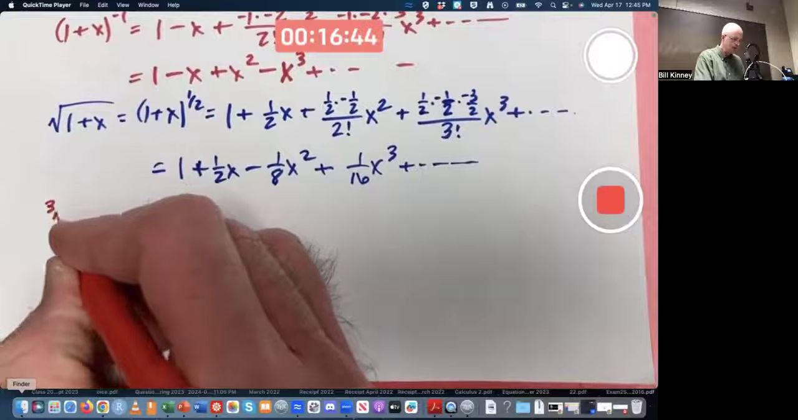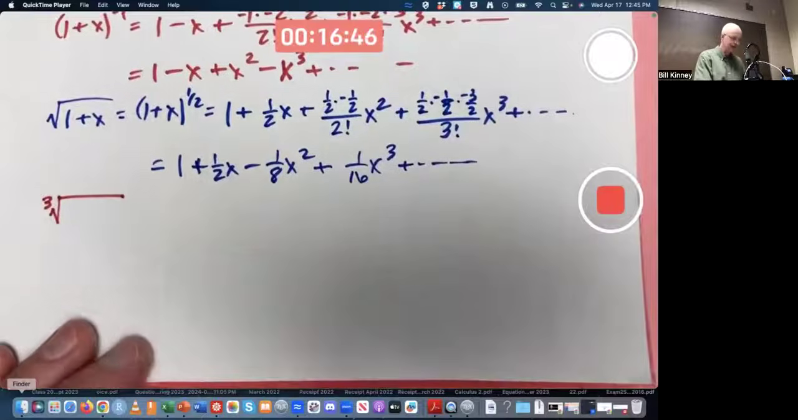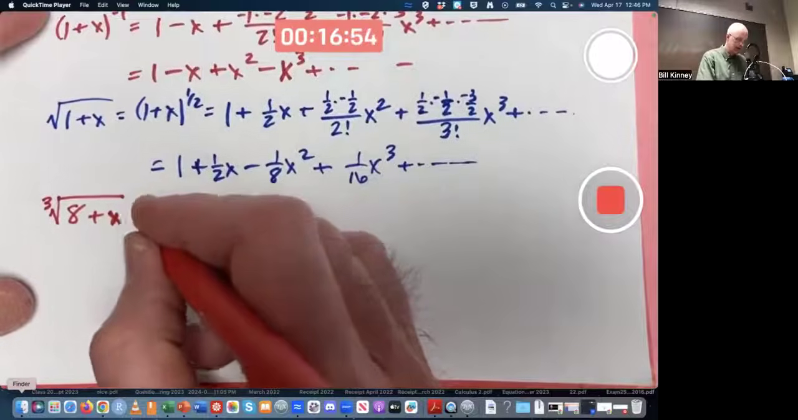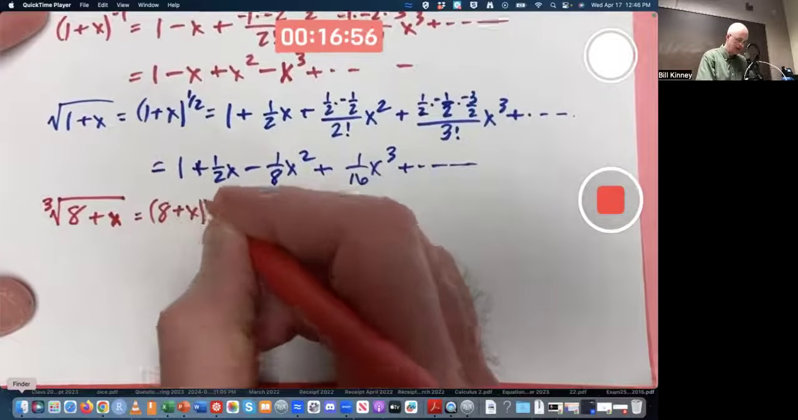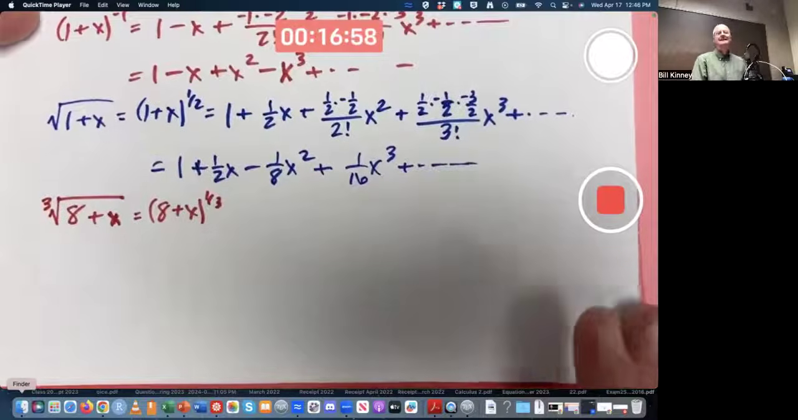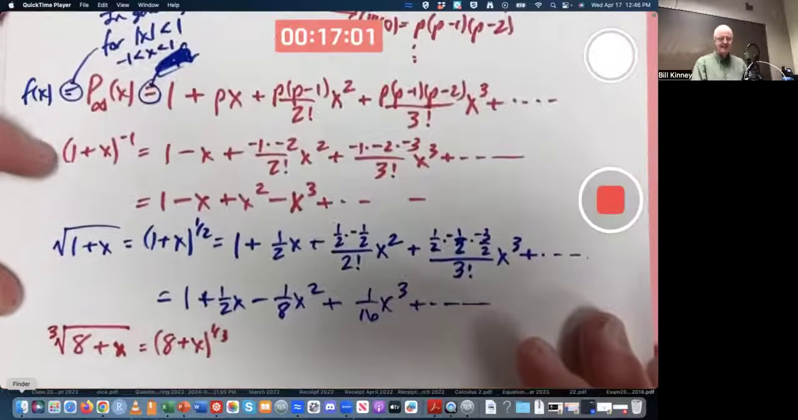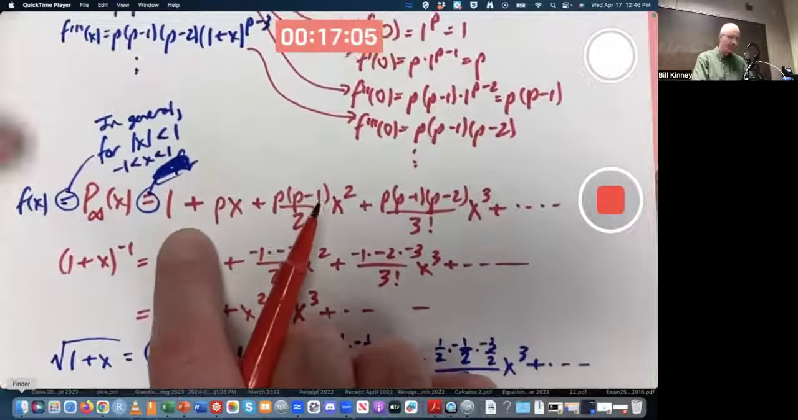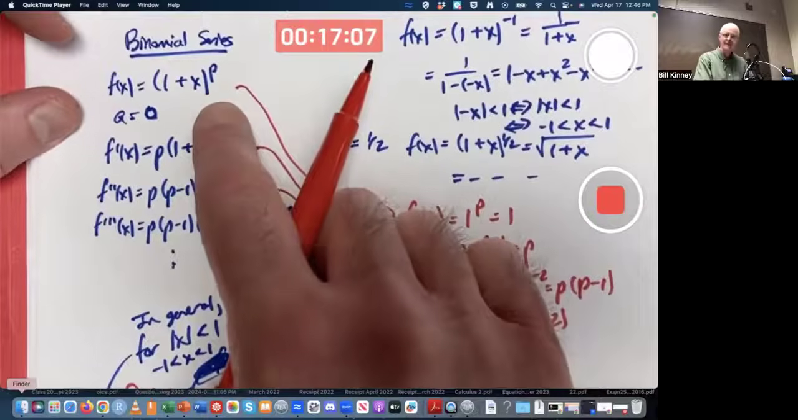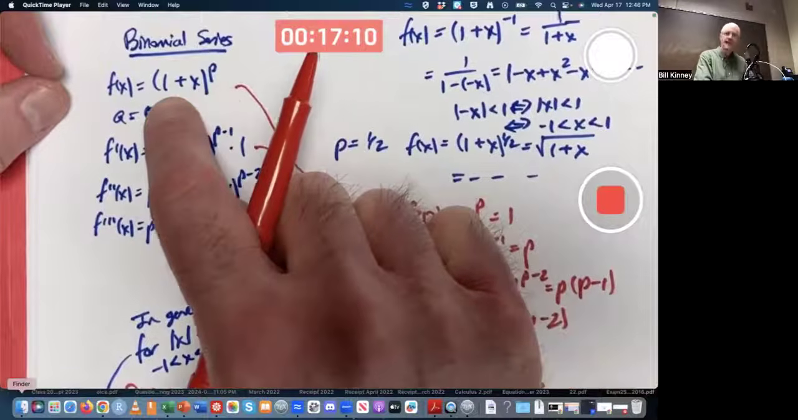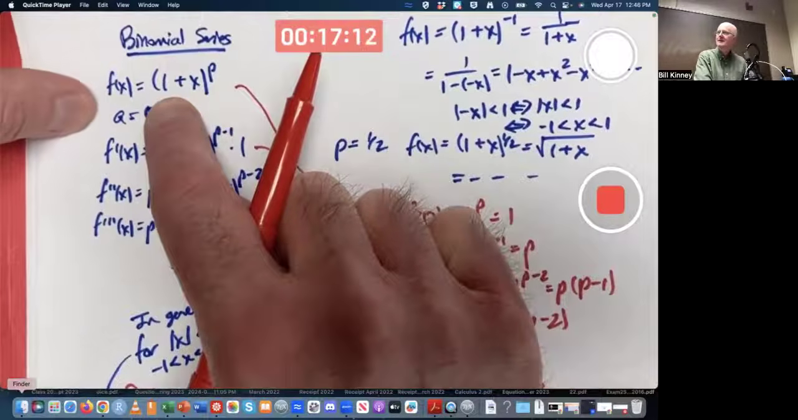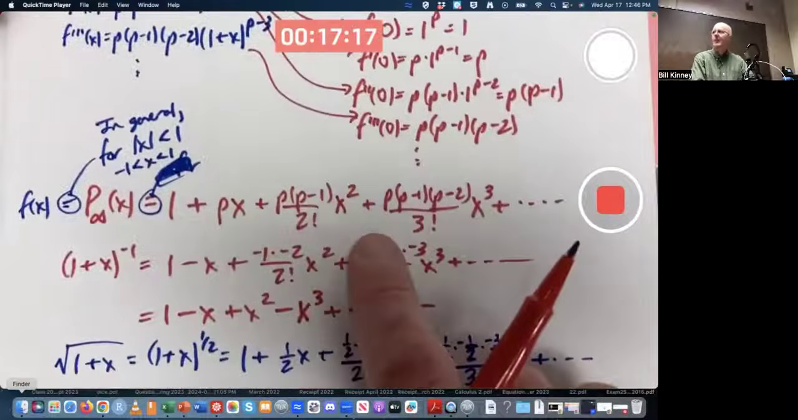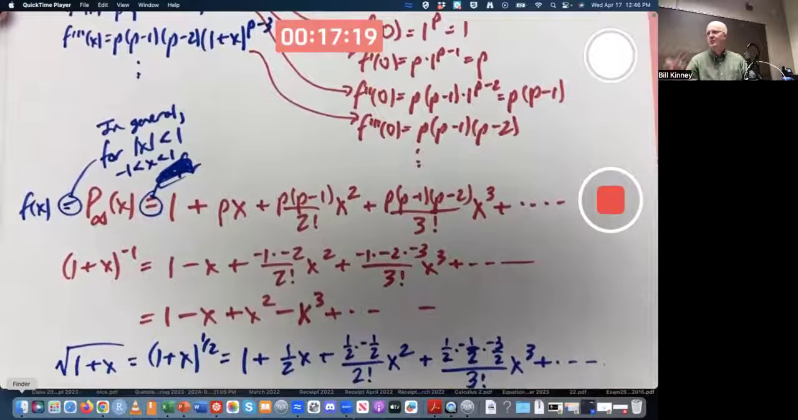Let's consider the cube root of not 1 plus x, but say 8 plus x. In other words, 8 plus x to the 1/3 power. Doesn't quite look like this up here. Why? Because I got an 8 instead of a 1. So to use this fact, I need to do a little bit of algebraic trickery.